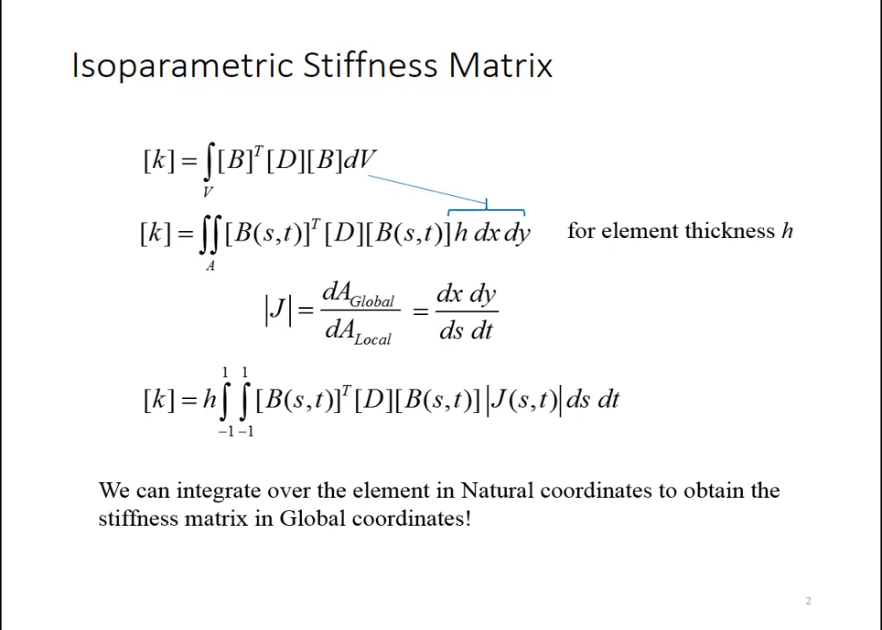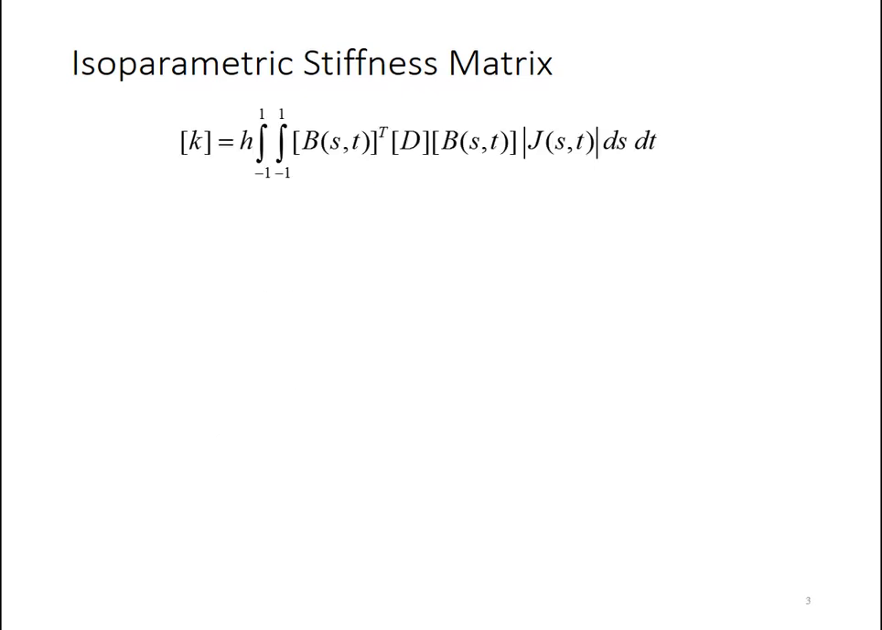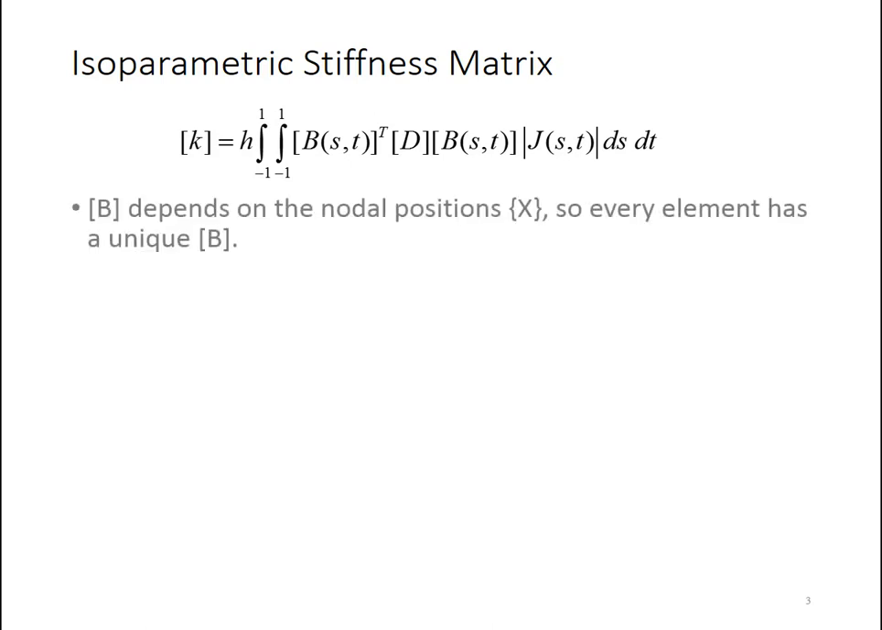And the nice thing about that is, first of all, the B's and the J are all defined in terms of S and T, but secondarily, the limits for S and T both go from -1 to 1 because it's this 2 by 2 square element. This is the integral we now want to solve using numerical integration. Before we get into the integration itself, let's talk about a few properties of this integral.